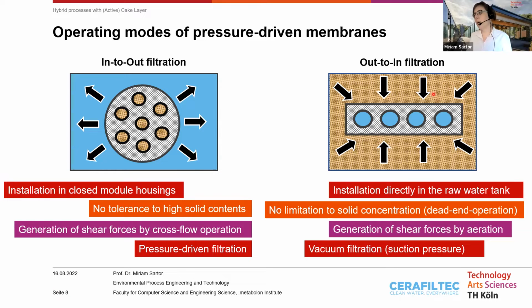Another possibility is on the right-hand side. It's an out-to-in filtration. This means that we filter from outside of the membrane, and the outside contains the active layer where the tiny pores of the membrane are. You have an installation directly in the raw water tank and no limitation to solid concentration, as the dirt stays outside of the membrane. In case you need shear forces to keep the membrane free of the sludge, you can use aeration. This type of membrane is operated by suction pressure.